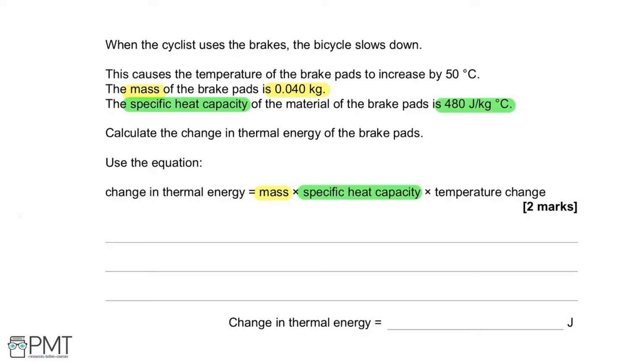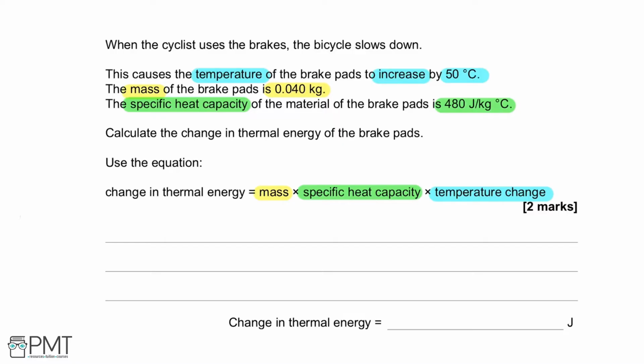And if you don't know what specific heat capacity is, it is the energy required to raise 1 kilogram of the material by 1 degree Celsius, or the temperature of the material by 1 degree Celsius. Specific always means per kilogram. And finally, we need the temperature change. So the temperature of the brake pads increases by 50 degrees C. It's an increase, so we're going to use the positive value, so 50 degrees C. If it was a decrease, then we would do minus 50 degrees C.